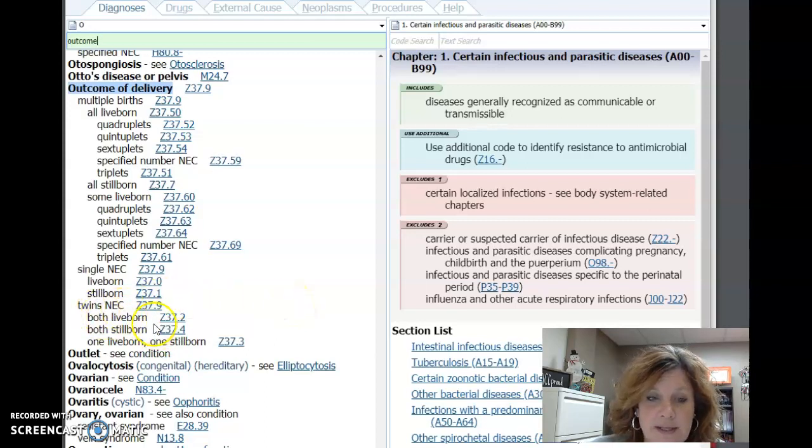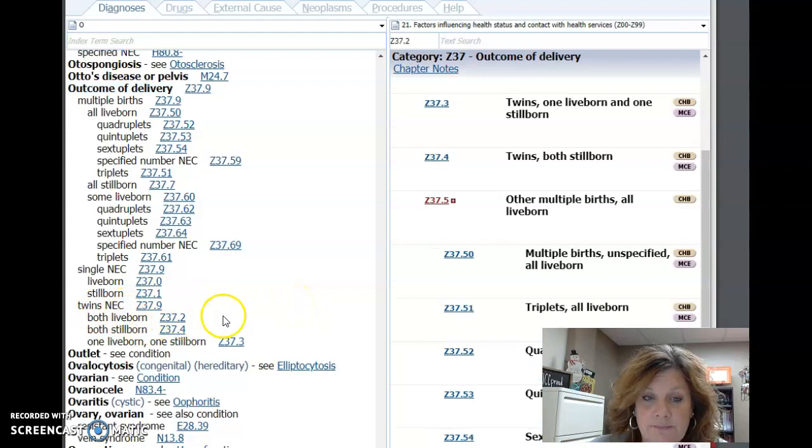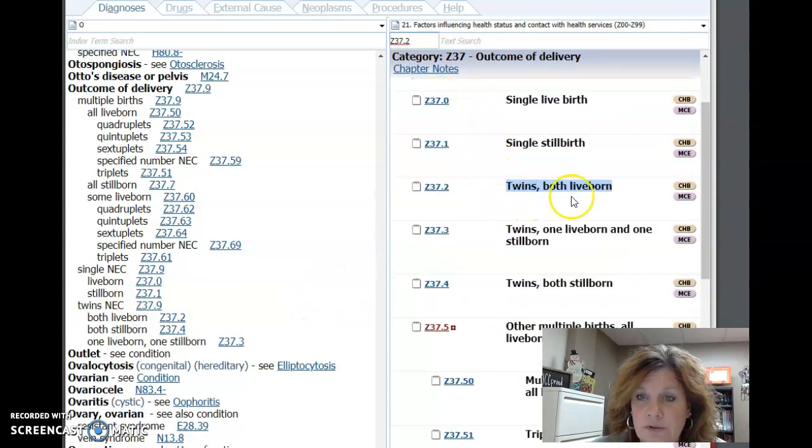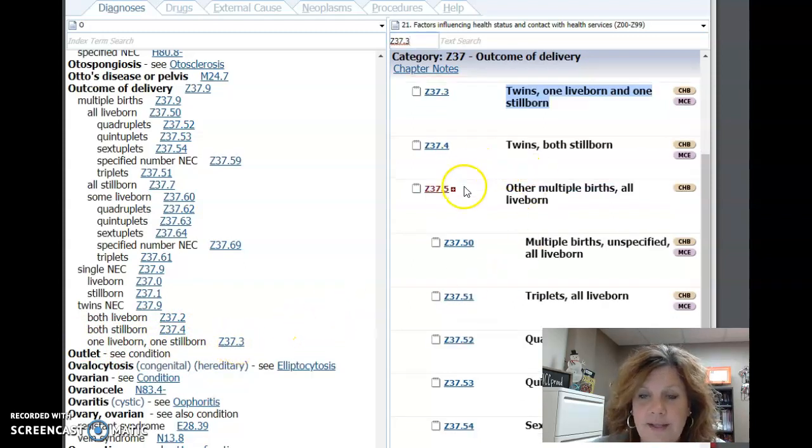So we have twins, and let's say they're both live born. That is going to be Z37.2, twins both live born. Let's say we had twins, both stillborn, or one live born and one stillborn. There are different codes for that. And for just a single live born birth, that is going to be right here, Z37.0.